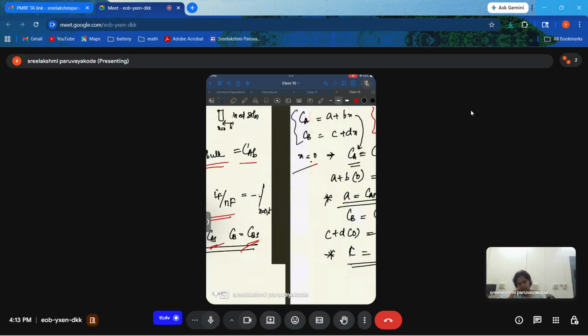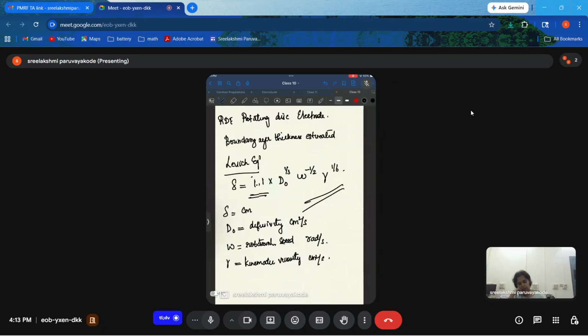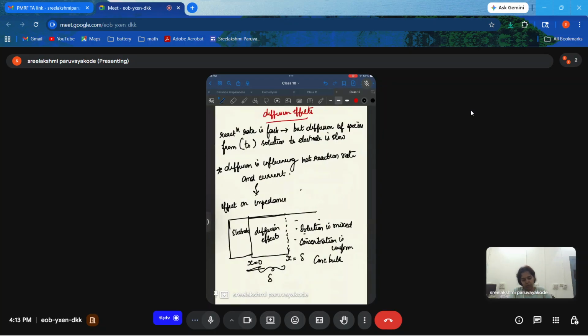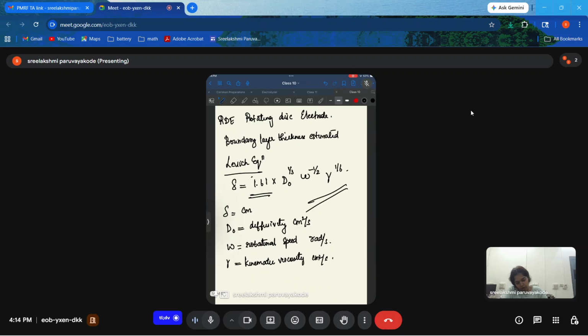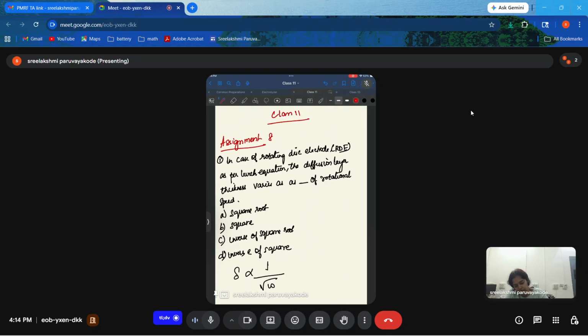So let's start here. So we saw here delta equal to 1.61 D0 to the power 1 by 3, omega to the power minus 1 by 2, and gamma to the power 1 by 6. So minus means it's inverse, to the power 1 by 2. So the answer is inverse of square root. This is the correct answer.